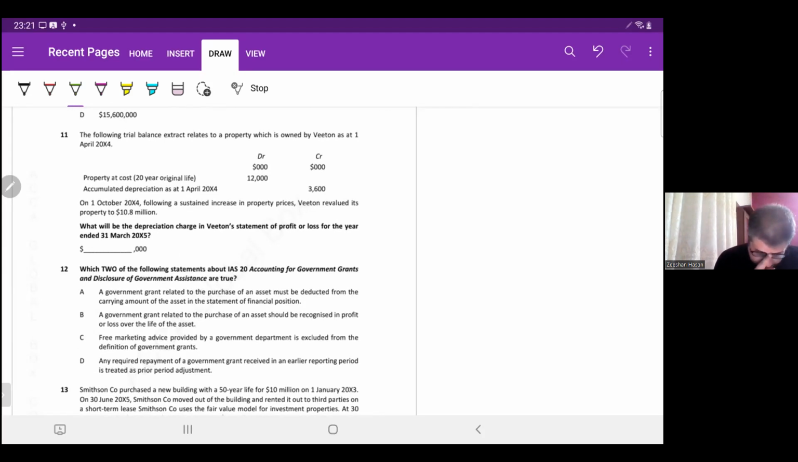So, year end is 31st March X5, right? And it extracts the trial balance extract at 1st April 2000 X4. Property at cost, accumulated depreciation, on 1st October following a sustained increase in property value, revalued property at 10.8 million.